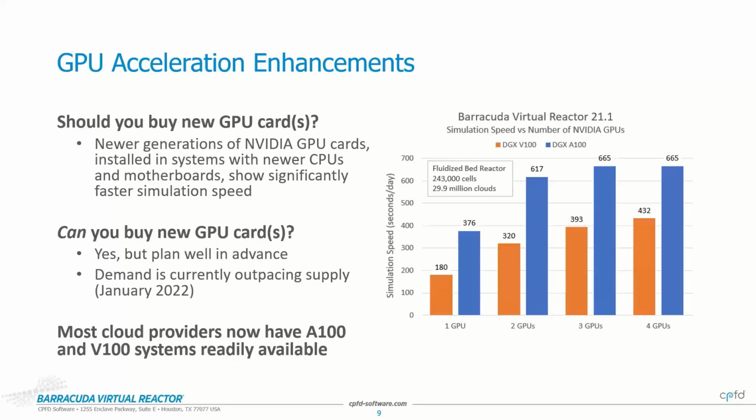So one thing to consider if you want to take advantage of the fastest speeds available, but you don't want to buy hardware, or you can't find hardware to buy, is you can run Barracuda on the cloud. And so you could run on cloud providers such as Azure or AWS or Google Cloud. We have worked with a number of Barracuda users to run on the cloud, and so far we haven't had any issues getting access to instances that have A100 cards. So that hasn't been an issue so far in our experience.